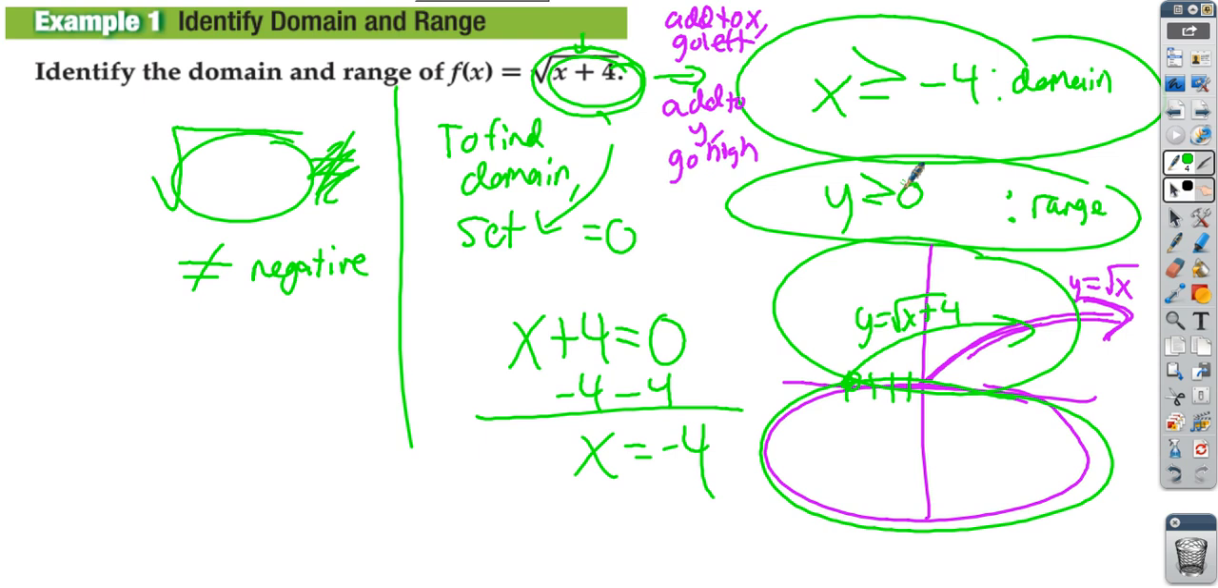The only time the range changes, we'll see an example in just a sec, is when you start moving that graph up or down. We didn't move that up or down, we moved it to the left 4. That's what x plus 4 does.